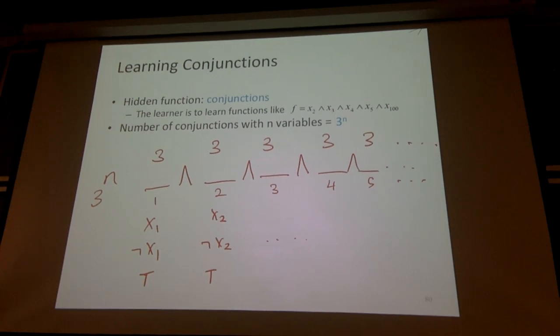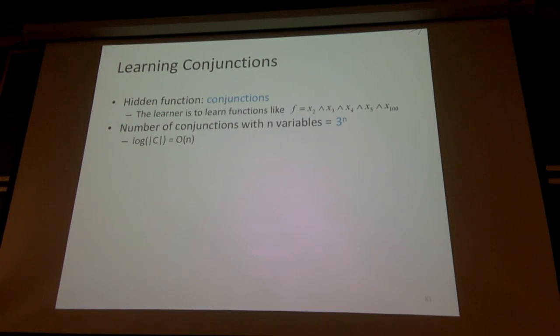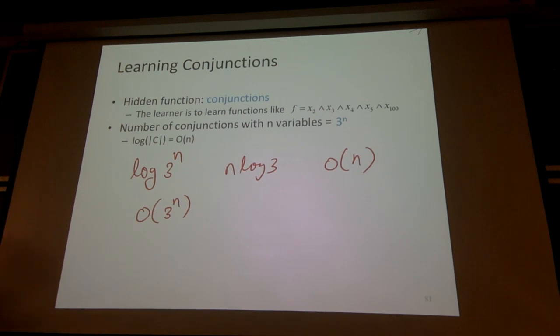And now we can ask, how many mistakes does halving make? Halving makes log of the size of the concept class, which is log of 3 power n, which is n log 3, which is order n. So halving makes only a polynomial number of mistakes. You can ask, how many mistakes does CON make? It is order of 3 power n. Right? So for this class of functions, halving is a mistake bound algorithm, whereas CON is not.